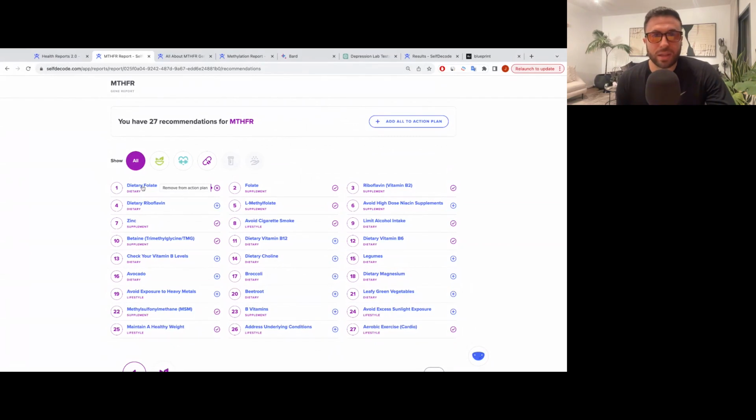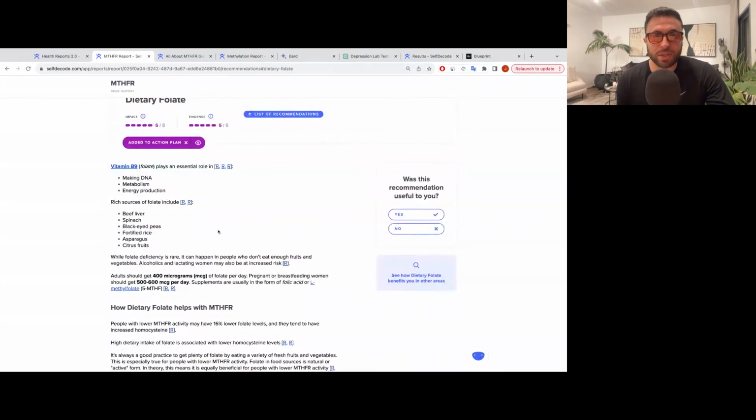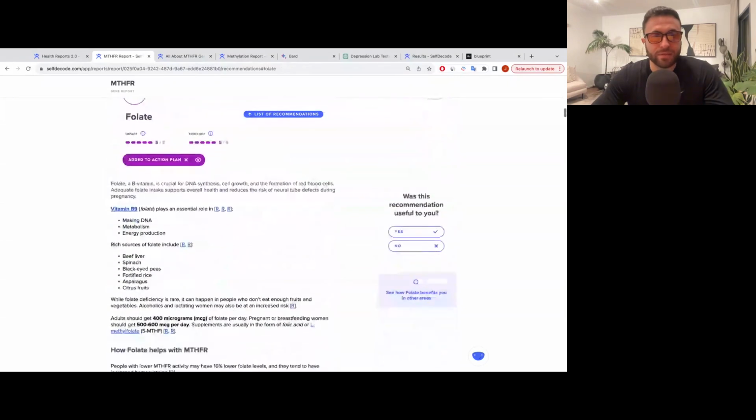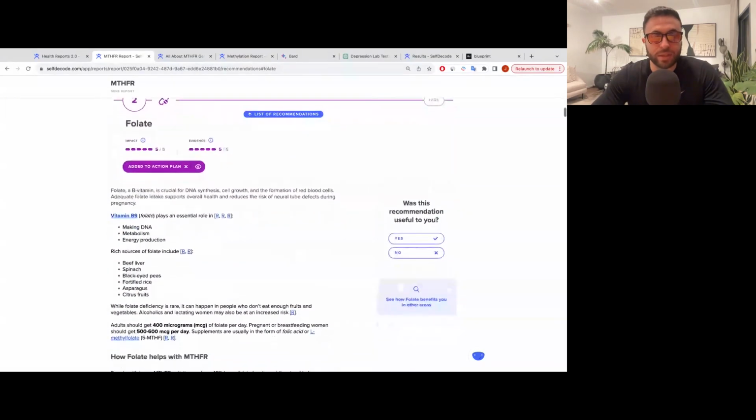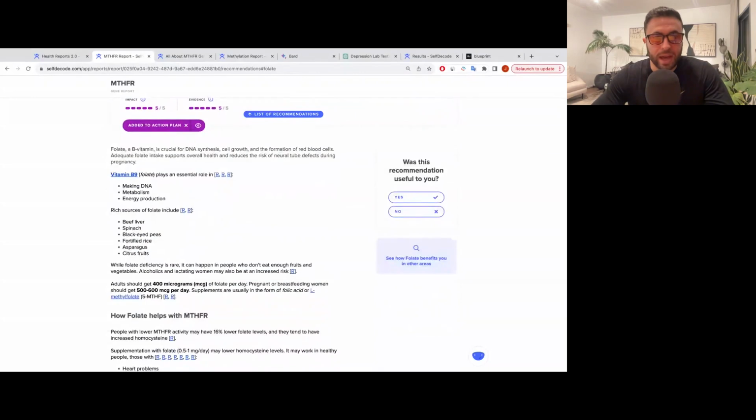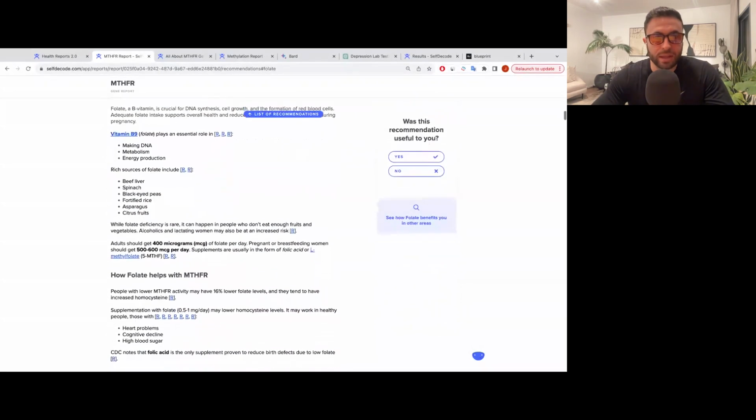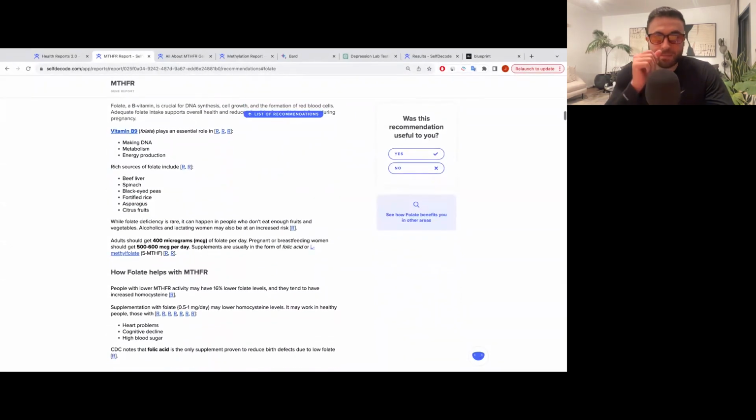So the first approach is dietary folate, and you could get that in beef liver, spinach, peas, black eyed peas, asparagus, citrus fruits. We have folate, so that would include folate supplements mainly. And for that, you can get the methylfolate supplements.